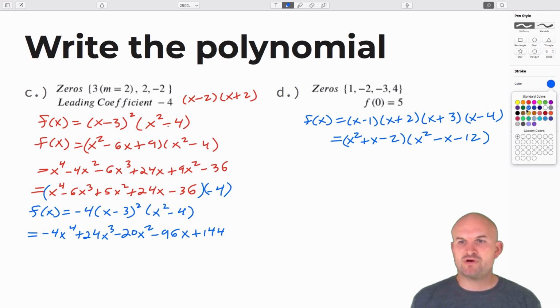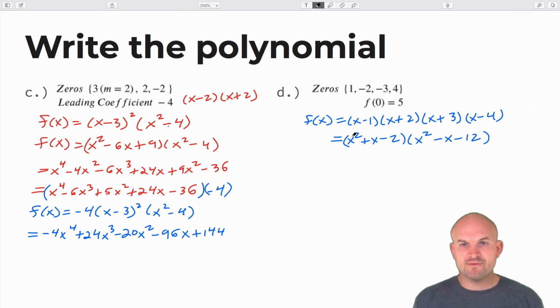You could do some scratch work when you multiply like this. What I'm doing is just using the distributive property. In this case, I'll get an x to the 4th minus an x cubed minus a 12x squared. Okay?